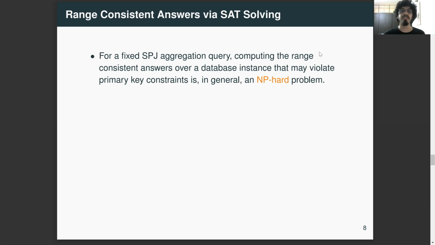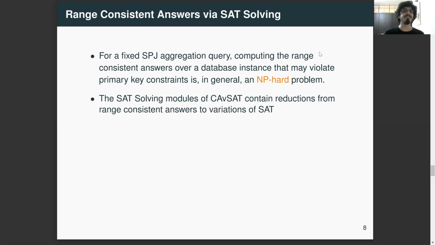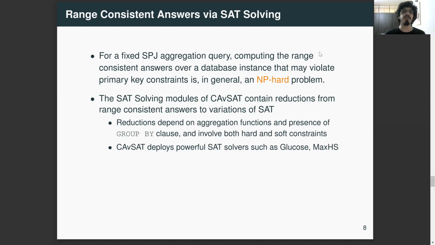But here comes the distinctive feature of CAvSAT. In CAvSAT, we have SAT solving modules, and they implement several reductions from range consistent answers to variations of SAT, SAT meaning the very well-known NP-complete problem of Boolean satisfiability. So what we do is we take this database problem of computing range consistent answers and reduce it to SAT or one of its variants, and then deploy suitable SAT solvers to compute the optimal answers. These reductions depend on the aggregation functions present in the query and also whether the query has a group by clause or not, and so on. And we have these different reductions.